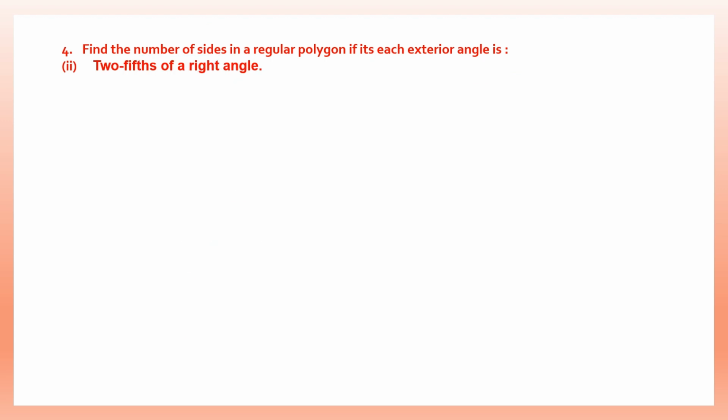Here, second one, again, this is the exterior angle. The exterior angle is given to us as 2/5 of a right angle, and we have to find the number of sides. So first, what is 2/5 of a right angle? 2 by 5 of, which means multiply, into a right angle, which is 90 degrees. Now we can cancel 5 and 90. 5 into 18 is 90. So 5 ones are 5, 5 into 18. Now I can multiply 2 into 18. 2 into 18 is 36 degrees.